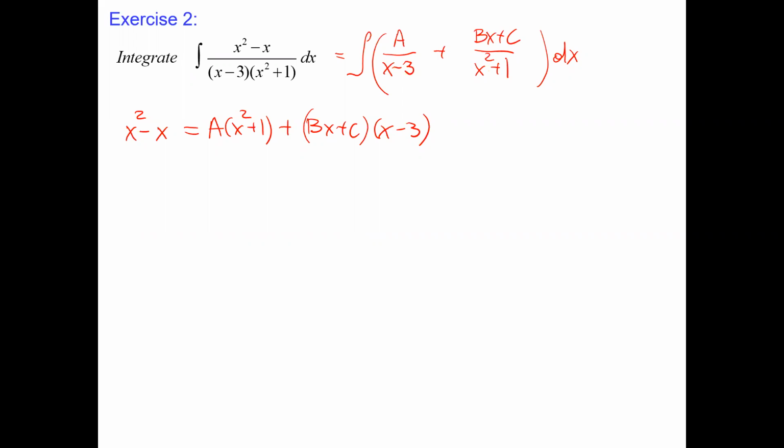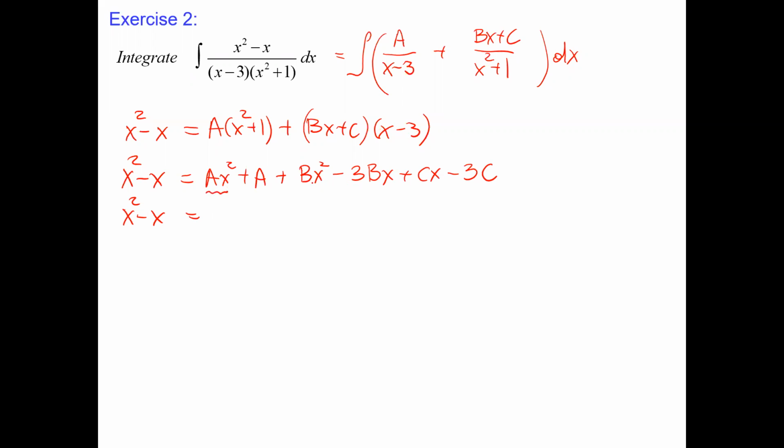And again, we have only 1 zero of the denominator, which is 3, because x squared plus 1 doesn't have real zeros. But I will show you a little bit different method of computing A, B, and C. I will copy this one more time, and distribute: A times x squared, A times 1. And now Bx times x, Bx squared, Bx times -3, -3Bx. C times x, Cx, C times -3, -3C.